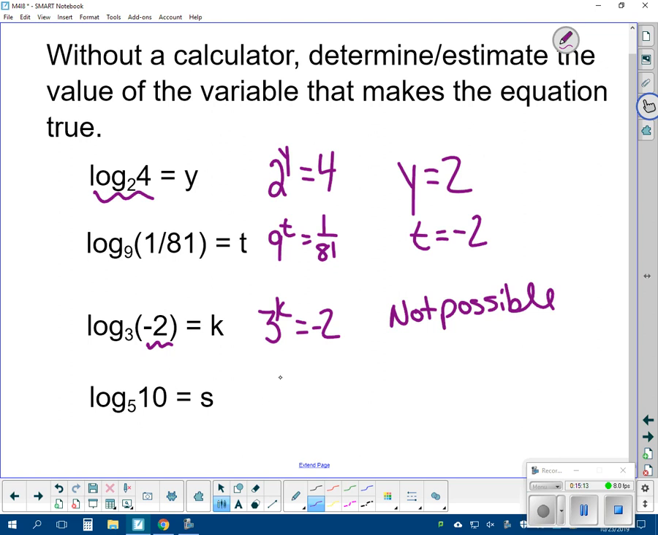And then the last one would be, good, 5 to the s equals 10. And we would not be able to do that precisely with mental math, right? But we know it has to be between what? It has to be between 1 and 2. Is it going to be closer to 1 or closer to 2? Okay, so I don't know. I'm totally just guessing, maybe 1.3-ish. Oh, man, it was close. Approximately 1.3, and when you actually calculate it, it's closer to 1.4. Are we okay with those?